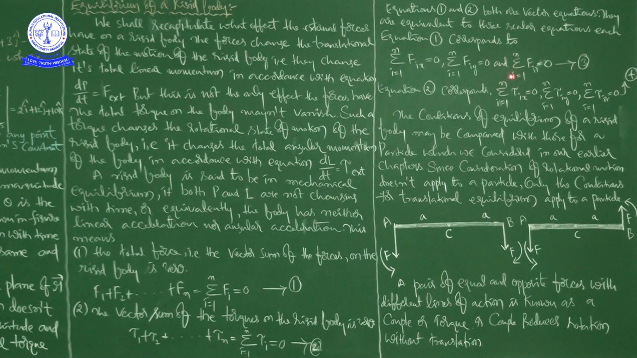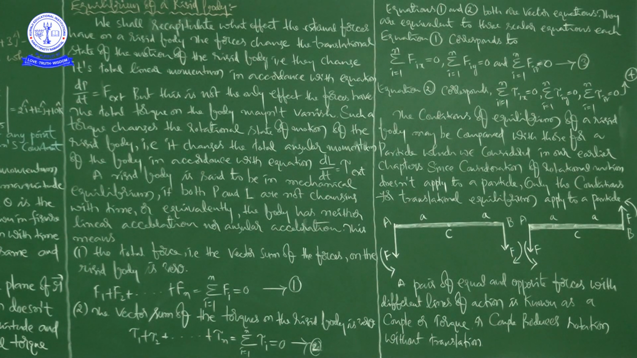And observe these two equations we have just written, equations 3 and 4. These equations 3 and 4 give 6 independent conditions to be satisfied for mechanical equilibrium of a rigid body. These two equations give 6 conditions, 1, 2, like that. There is no relation from one condition to another condition. So here we are talking about mechanical equilibrium.